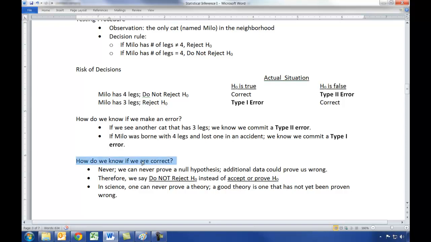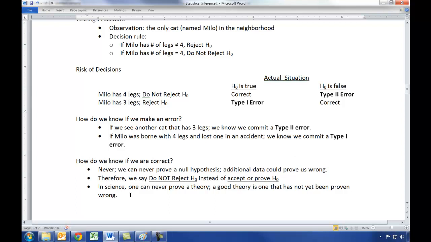Now, how do we know we are correct? The disappointing answer is we will never be sure that we are correct, because additional data could prove us wrong. And that is why the decision on the null hypothesis we can make is either reject or do not reject. We never say accept or prove the null hypothesis, because of the very reason that additional information could prove us wrong.